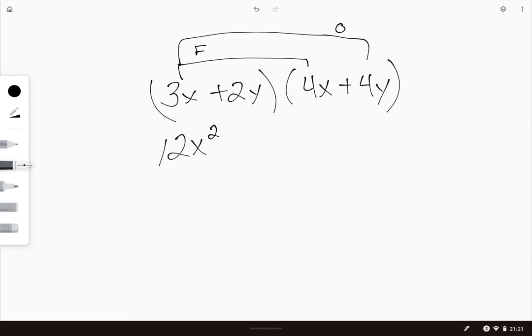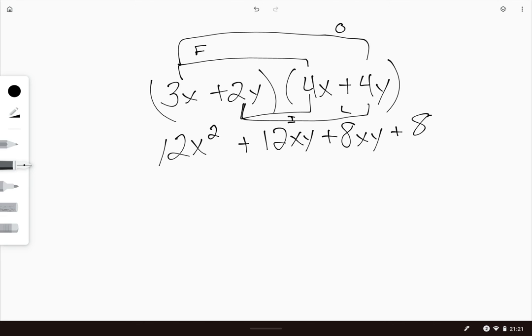So now I have 3x times 4y. So again, 3 times 4 is going to be 12. And then I have x times y. So 12xy. 2 times 4 is going to be 8. And I have x times y again. And then for my last term, 2 times 4 is 8. And y times y is keep the base and add the exponents. So y squared.